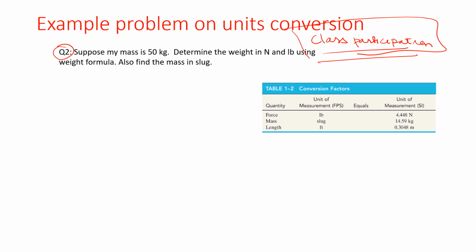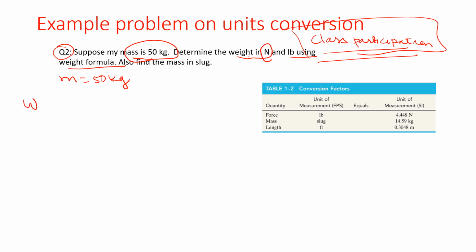So in this problem, what is given is that the mass is 50 kg. You need to determine the weight in Newton and pound using the weight formula. That's what you need to find.